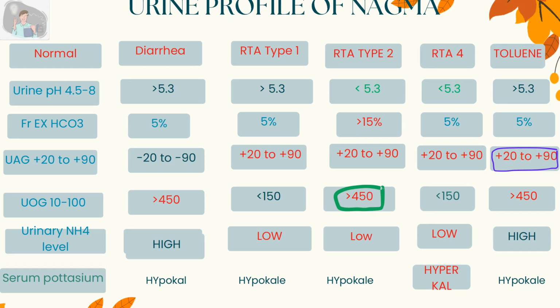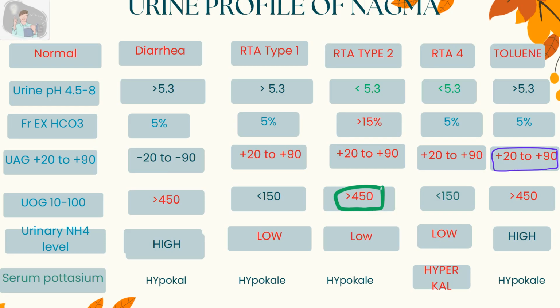With this, I've explained every rectangle, every feature in this urine profile of NAGMA. Hopefully, it was easy to understand. If you have not understood, please let me know. I'll explain. But if you have understood, just draw this, erase everything, and then try to see whether you can fill up the blanks. It means you understood the concepts.